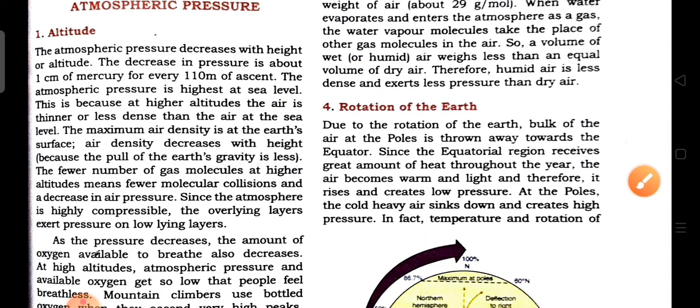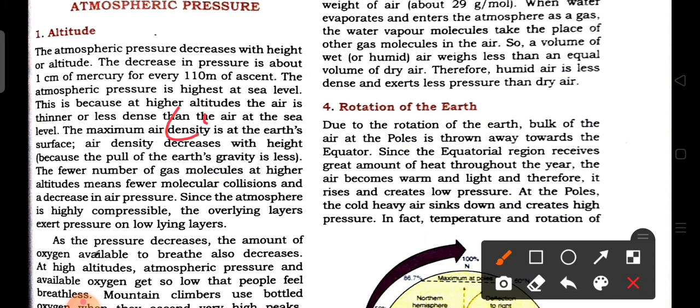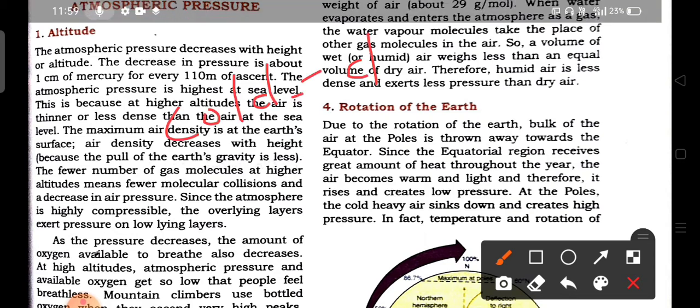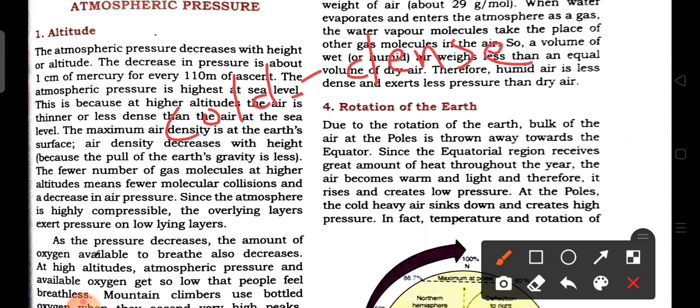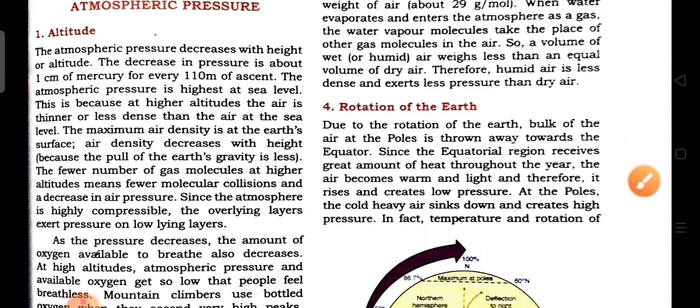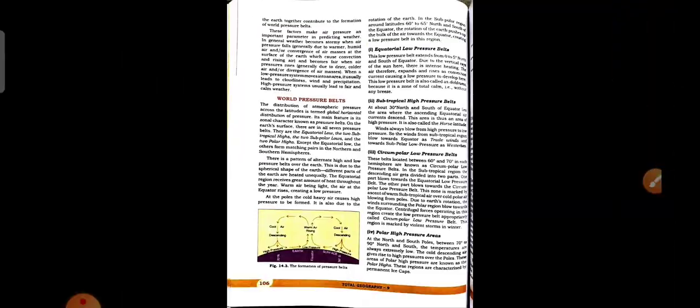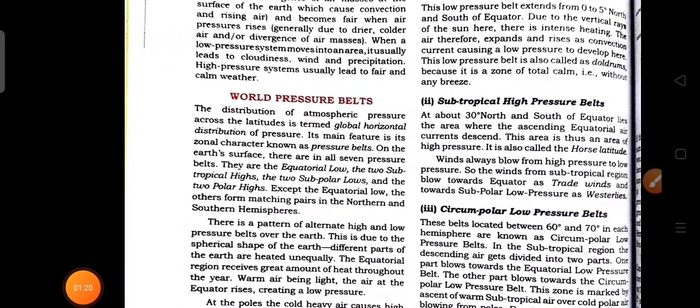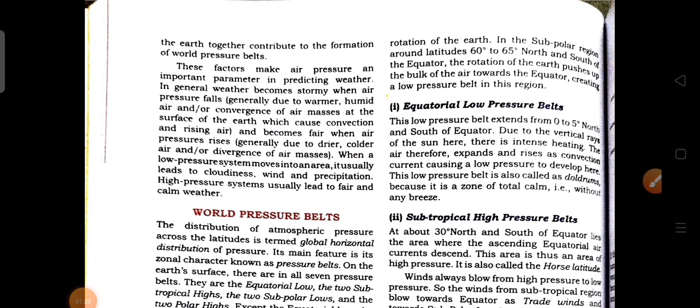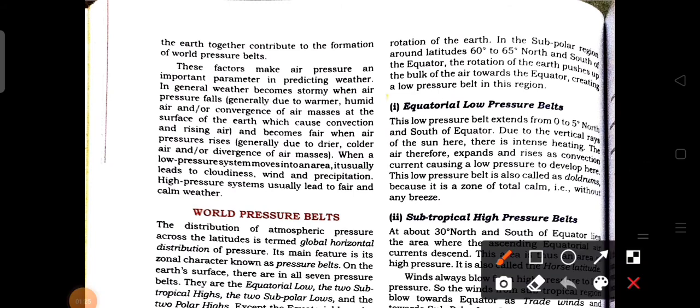At the poles, the cold heavy air sinks down, and cold air is equal to dense air. So at the poles, the cold heavy air sinks down and creates high pressure. In fact, the temperature and the rotation of the earth together contribute to the formation of the world pressure belt.